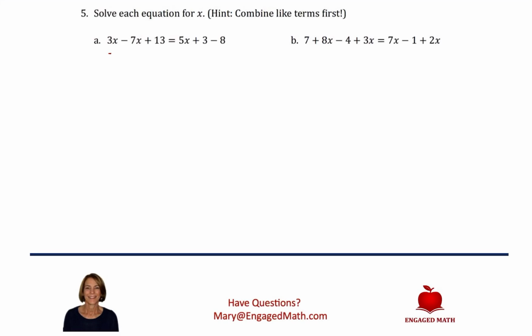Hi, welcome to Lesson 1, Problem 5, where we are solving equations for x and combining like terms first. A good little hint there.